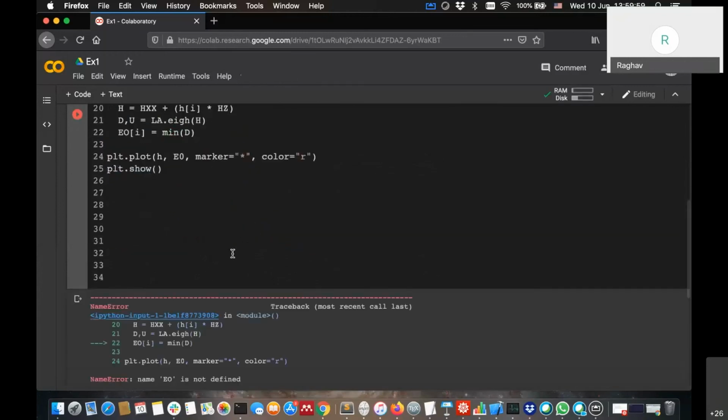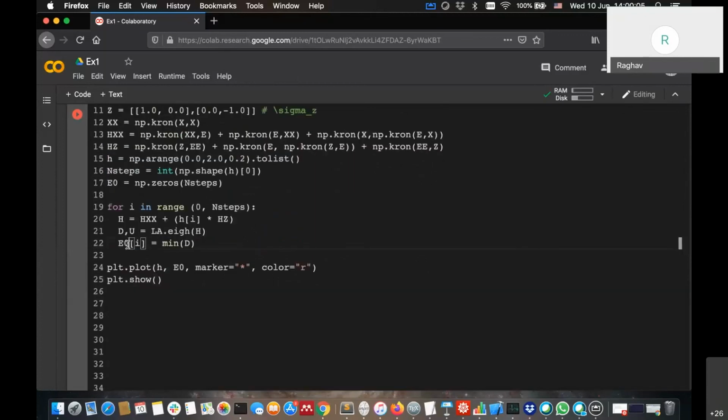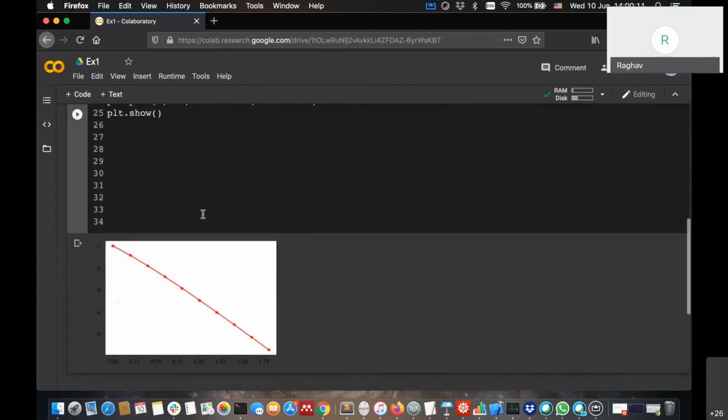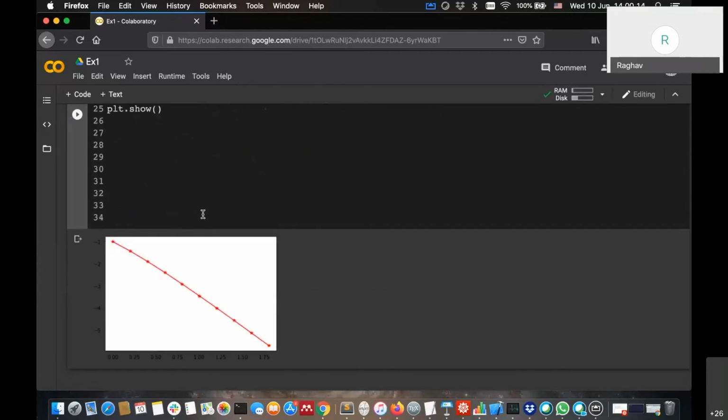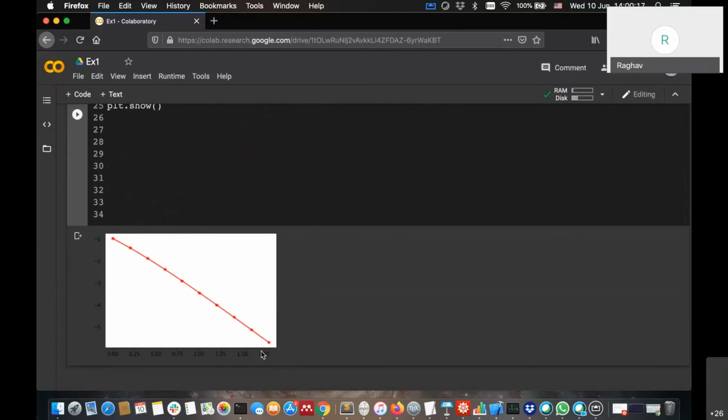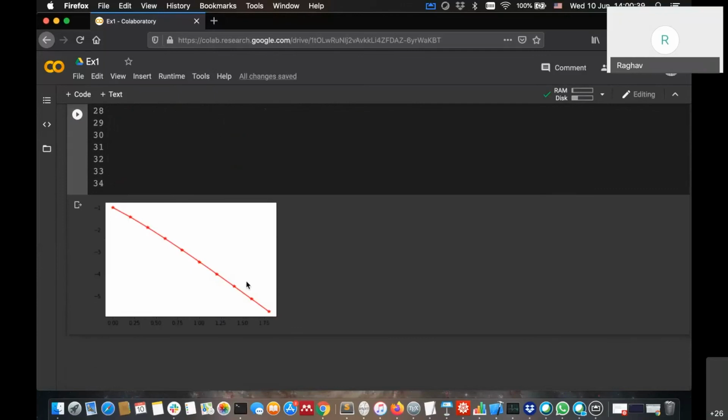It's running. Okay, so it throws an error: E naught is not defined. Oh, okay, so E naught is different. Wait. Okay, now it should be fine. So we did this, and now we have a plot with the magnetic field on the x-axis. As we can see, it goes from 0 to 1.75. We have the ground state energy, which, as you can see, depends strongly on the magnetic field, and this is the plot which we get, right? So this is the 3-spin quantum Ising model by exact diagonalization, right?